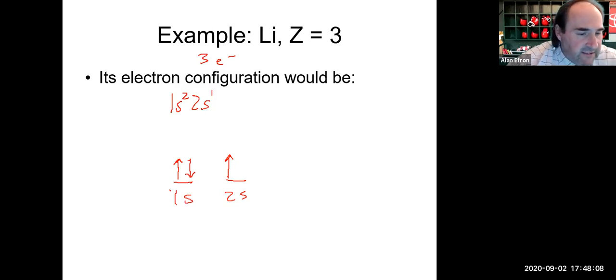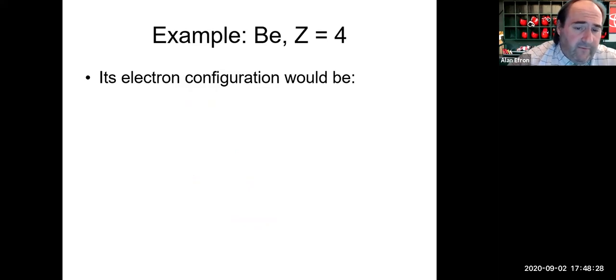And as we can see from this, which is sometimes referred to as the orbital diagram, which again, we won't do too much of in this class, we can see that in the 2s orbital we do have space for one more electron to go in there. And that happens when we go to number 4 here, which is beryllium. That means it has 4 electrons.